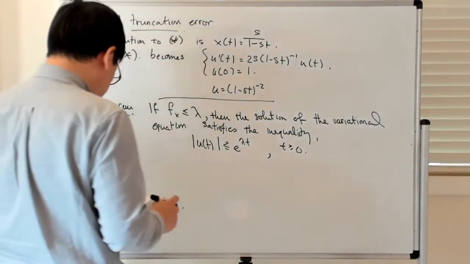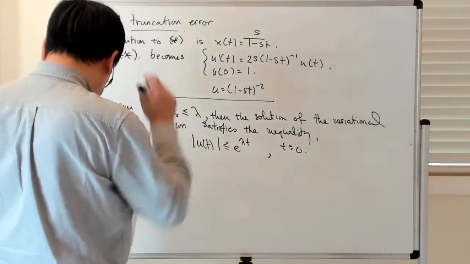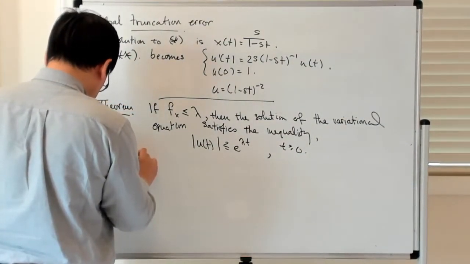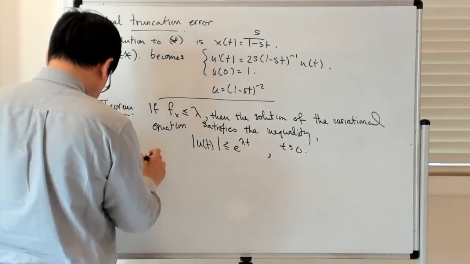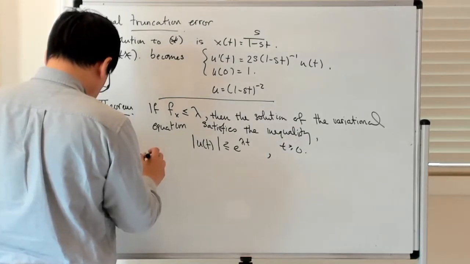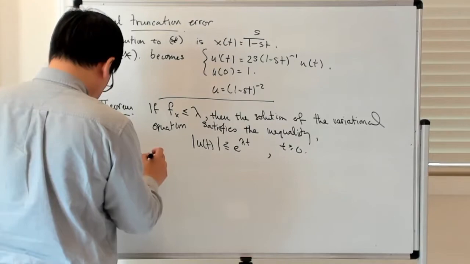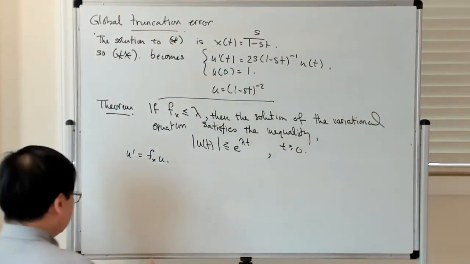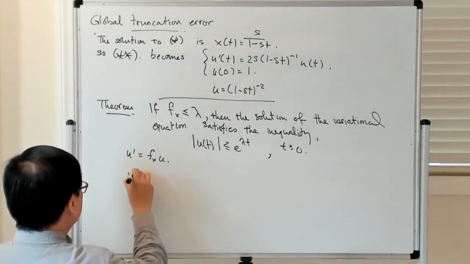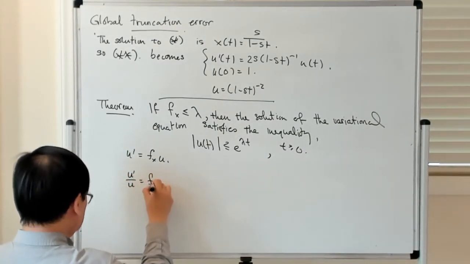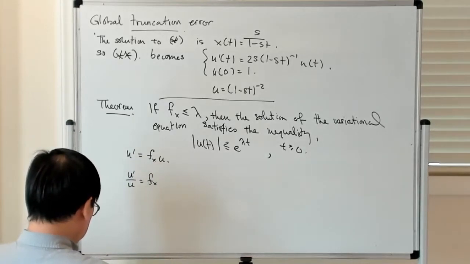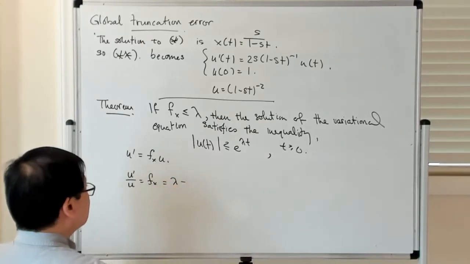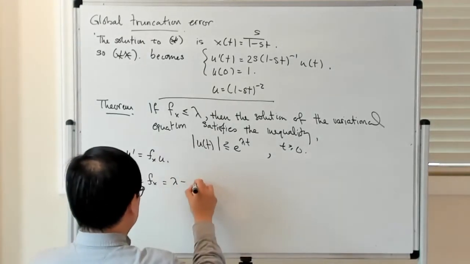Okay. All right. So how do we see that? Right. So you know that u prime is equal to f sub x times u, right? So we can divide throughout by u. You get u prime over u is equal to f sub x, right? Which is equal to lambda minus alpha of t.